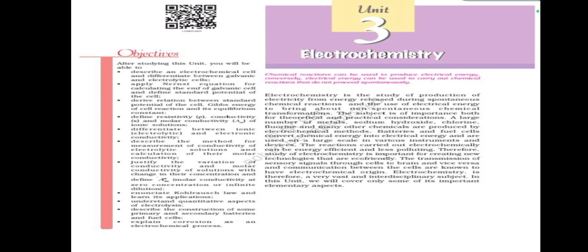The subject is of importance both for theoretical and practical considerations. A large number of metals, sodium hydroxide, chlorine, fluorine, and many other chemicals are produced by electrochemical methods. Batteries and fuel cells are used on a large scale in various instruments and can be energy efficient and less polluting.